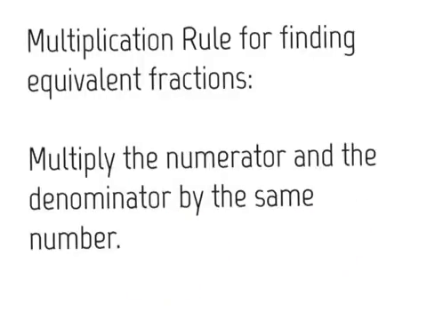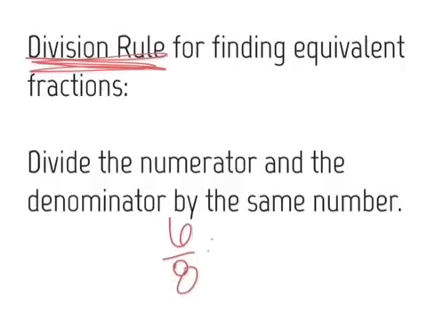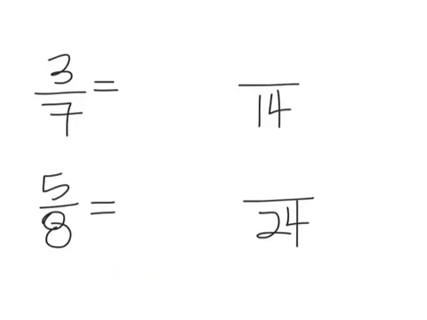The slide was in there twice. Sorry about that. But instead we could just say the division rule is exactly the same. If I wanted to make my fraction smaller, I would do the same thing. The division rule for finding equivalent fractions is the same. So if I have 6/8 and I want to divide this by 2, 6 divided by 2 gives me 3, and 8 divided by 2 gives me 4. 3/4 is equivalent to 6/8.